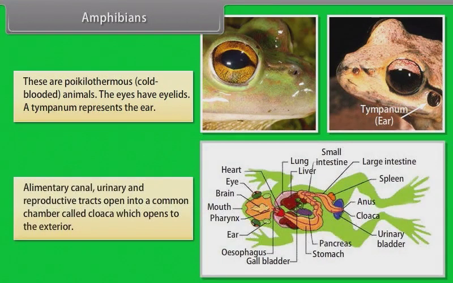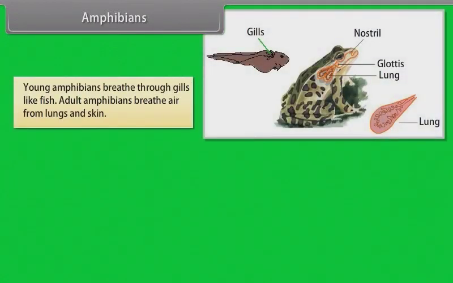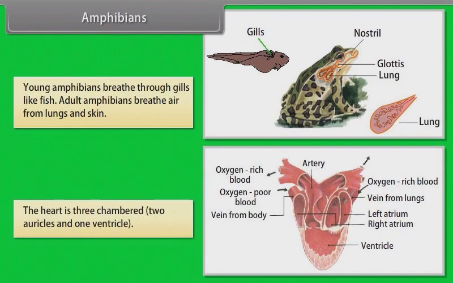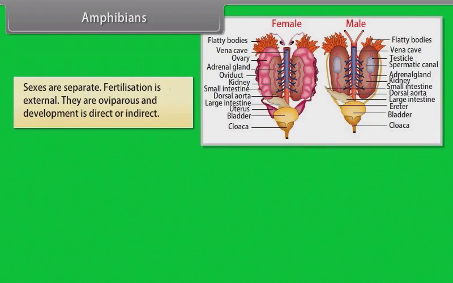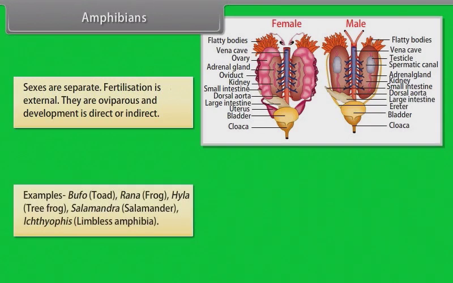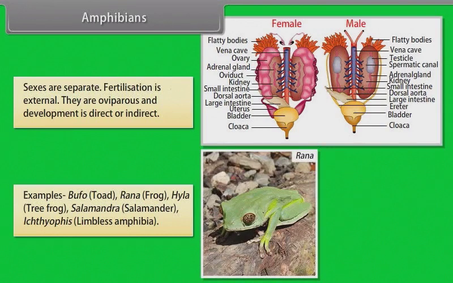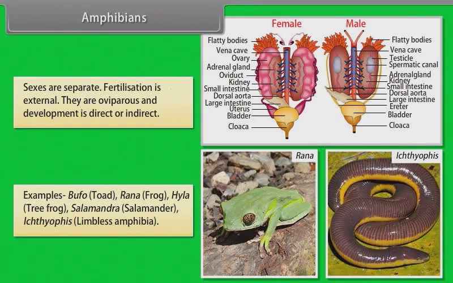Alimentary canal, urinary and reproductive tracts open into a common chamber called cloaca, which opens to the exterior. Young amphibians breathe through gills like fish. Adult amphibians breathe air from lungs and skin. The heart is 3-chambered, 2 auricles and 1 ventricle. Sexes are separate. Fertilization is external. They are oviparous and development is direct or indirect. Examples: Bufo, toad, Rana, frog, Hyla, tree frog, Salamandra, salamander, Ichthyophis, limbless amphibia.